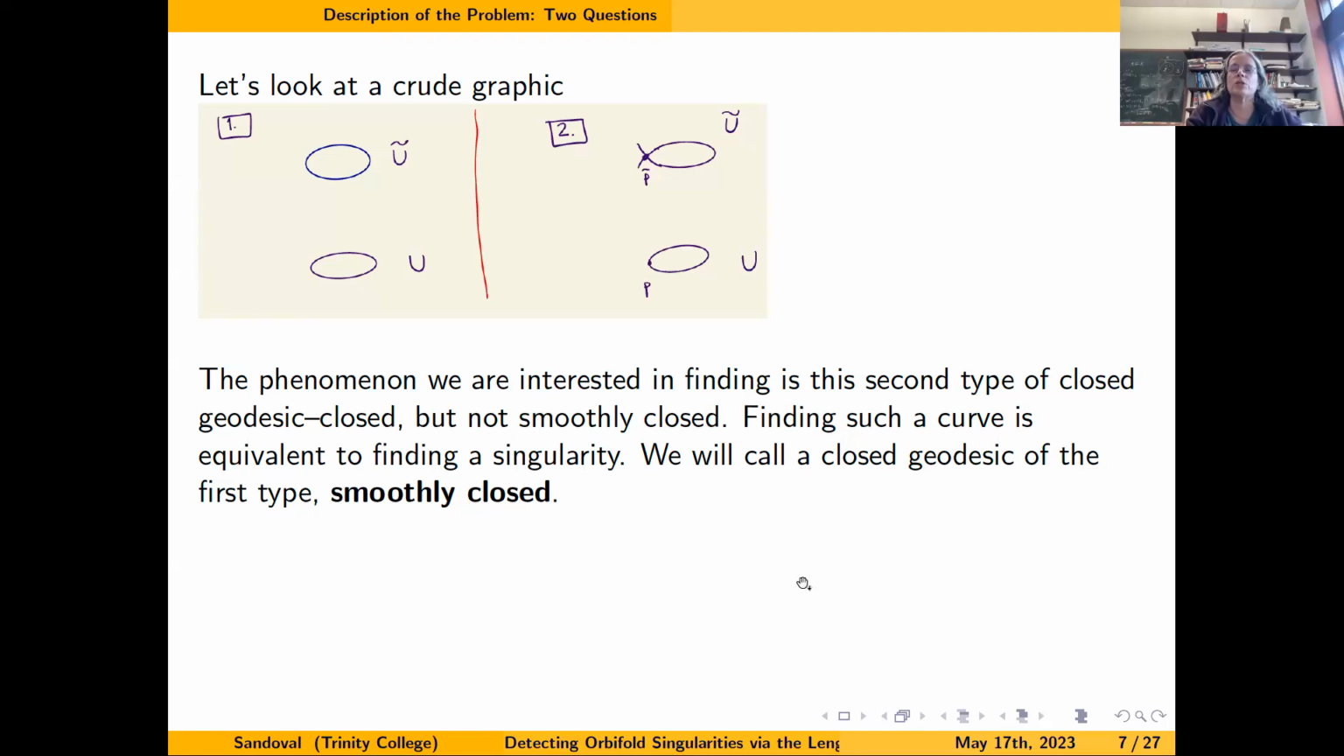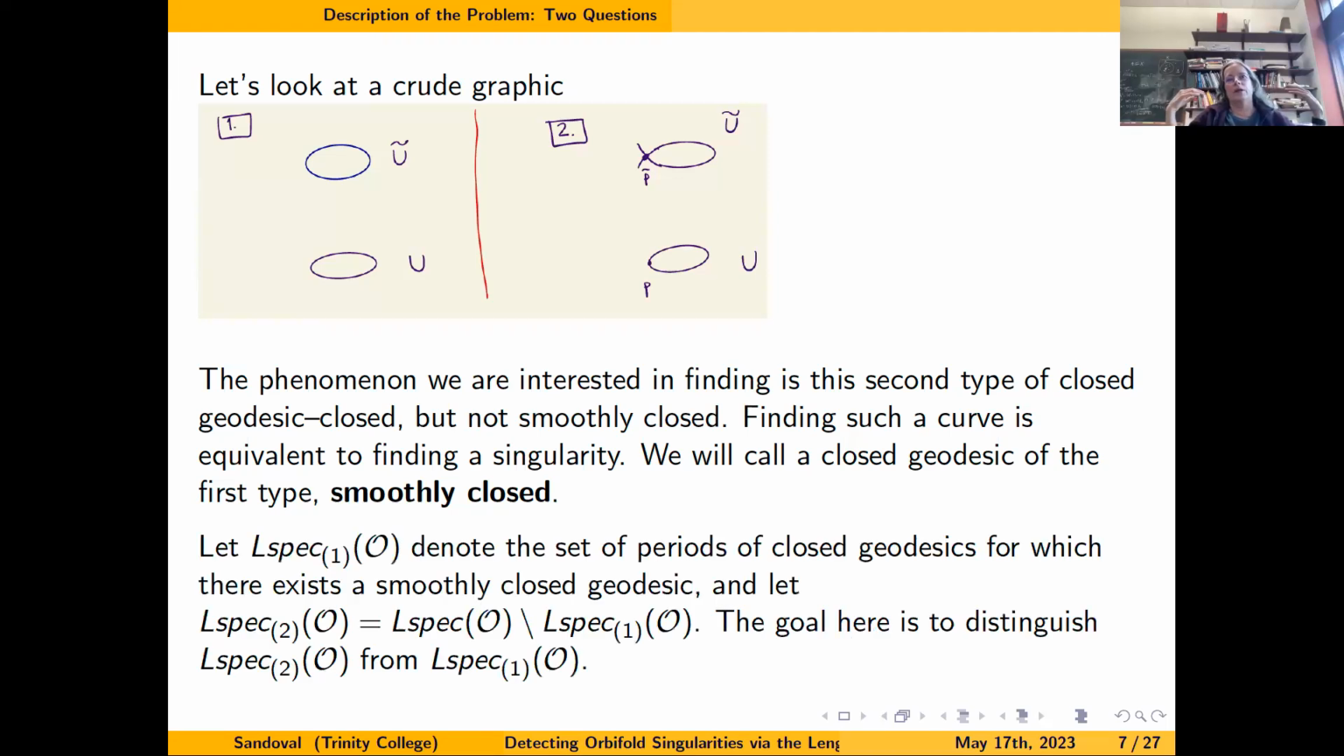And we'll see how we might approach this looking at length spectra. Okay, so I'm going to split up the length spectrum into L-spec 1, and this is going to denote the set of periods of closed geodesics for which there exists a smoothly closed geodesic. And then I have the second type, which is the complement of the other one. The goal here is to distinguish the second type from the first type. Okay, if we happen to have closed geodesics that have the same length as smoothly closed geodesics, well, we can't really tell those apart at this point.